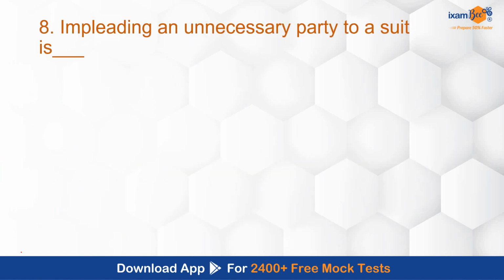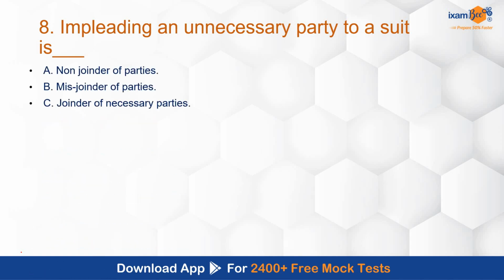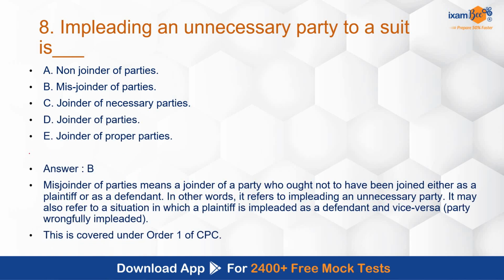Question number 8. Impleading an unnecessary party to a suit is non-joinder of parties, misjoinder, joinder of necessary parties, joinder of parties, joinder of proper parties. Correct answer here is B, misjoinder of parties.